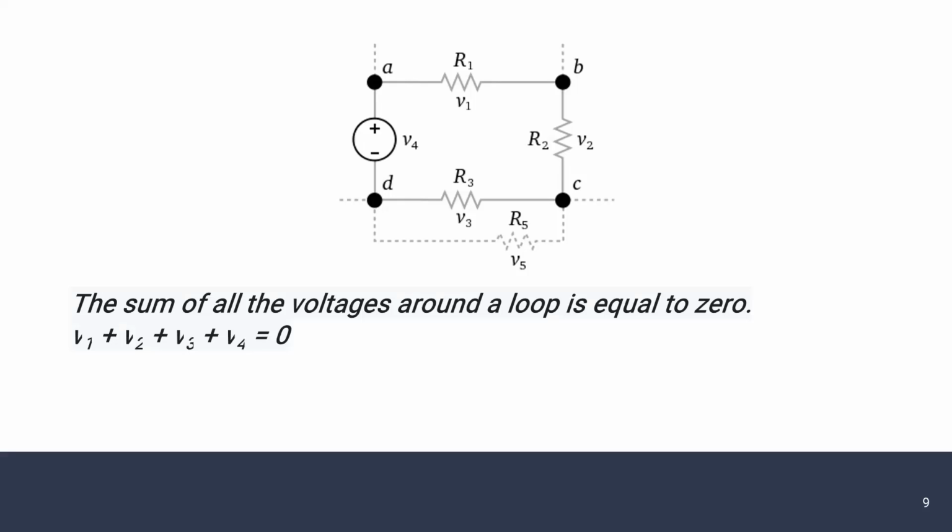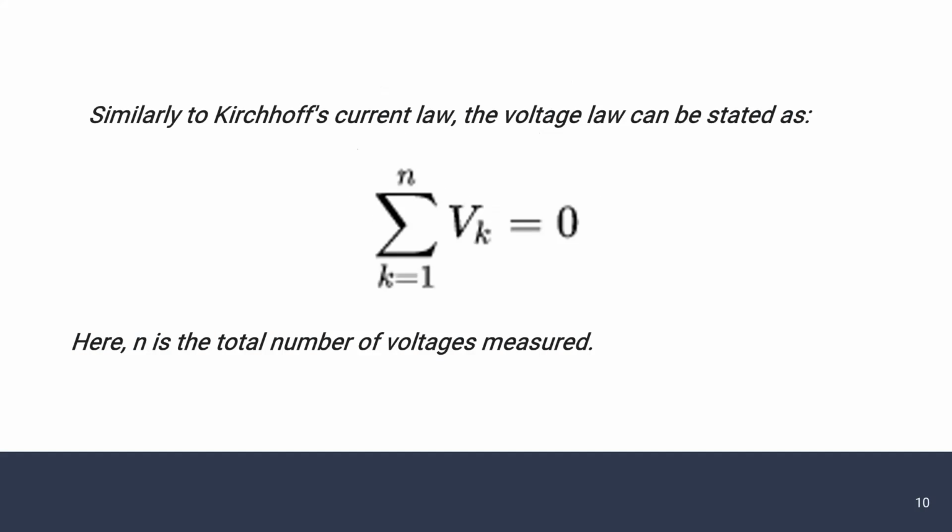Let us consider V1, V2, V3, V4, and V5, where V1, V2, V3, V4 are in the circuit and V5 is out of the circuit, so that V1 plus V2 plus V3 plus V4 must be zero. Similar to the Kirchhoff current law, the voltage law can be stated as the sum of Vk from k equals 1 to n is equal to 0. Here n is the total number of voltages measured.